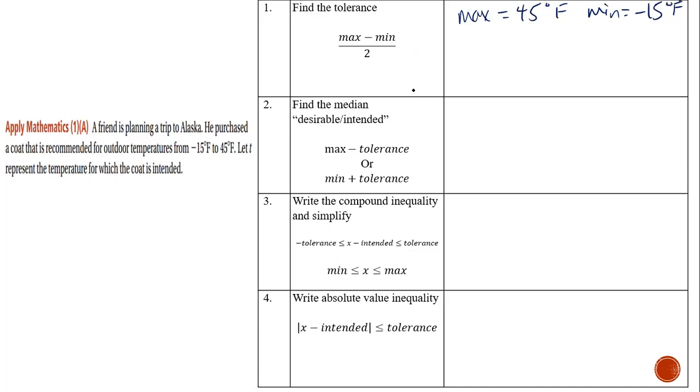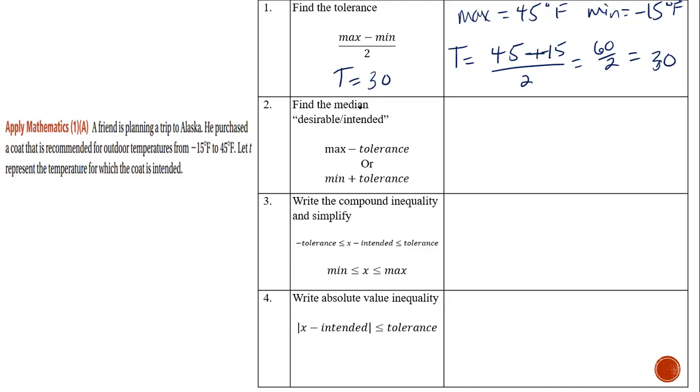To find my tolerance, it's going to equal 45 minus -15, divided by 2, and a negative times a negative is a positive. So that gives me 60 divided by 2, which equals 30. So my tolerance is 30. So now I know T equals 30.